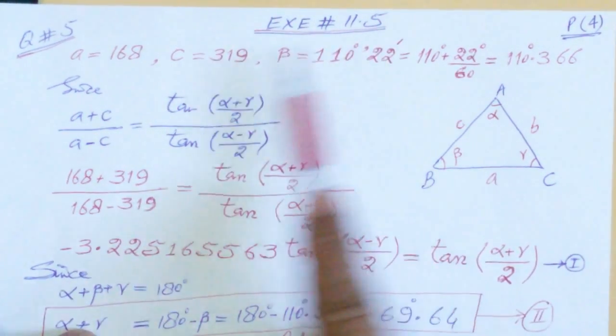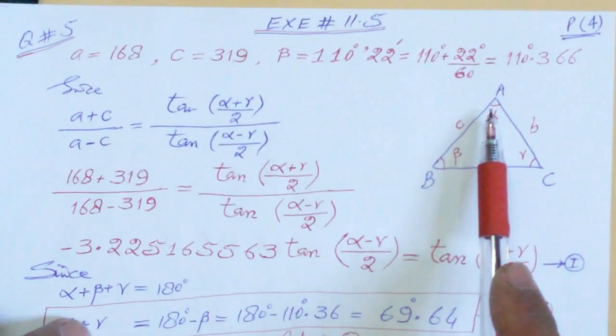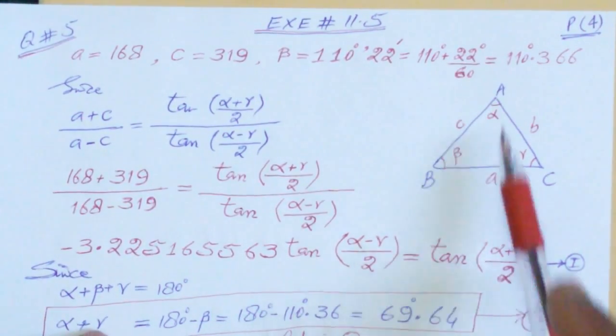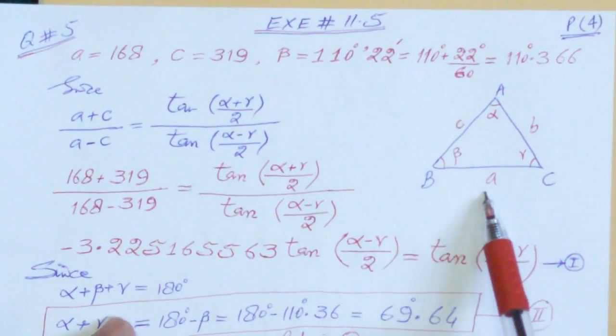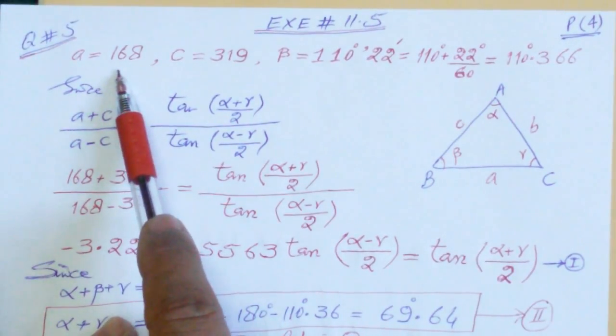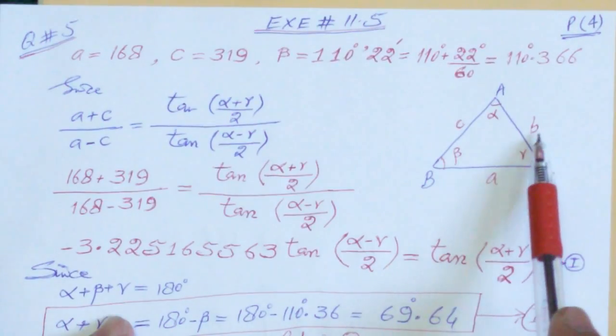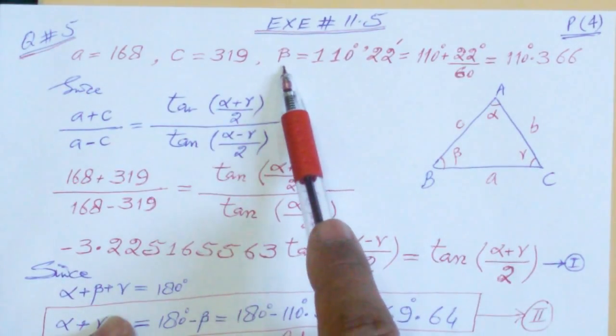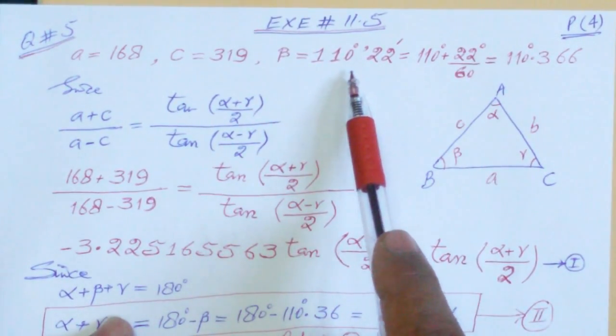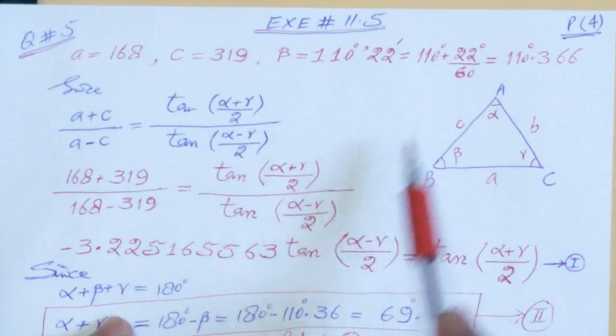Exercise 11.5, question number 5. Again, to solve the triangle ABC, the length of this side is denoted by a, which is equal to 168 units. The length of this side of the triangle is denoted by b, and the angle opposite to this side is denoted by beta, which is equal to 110 degrees and 22 minutes.